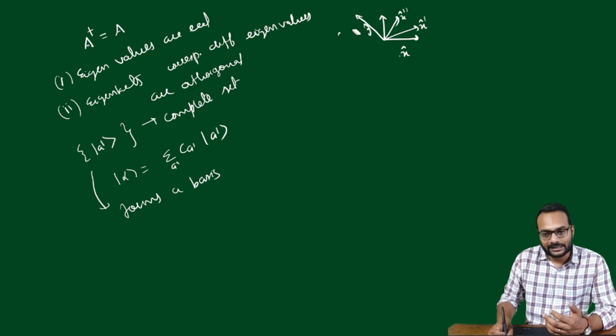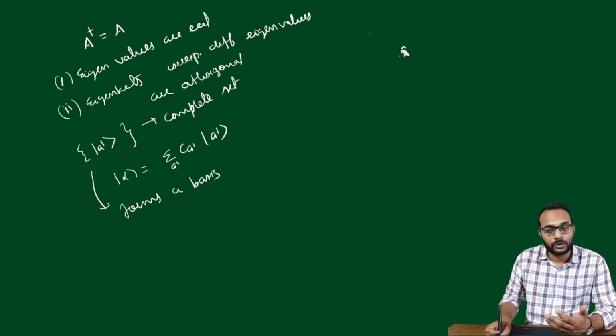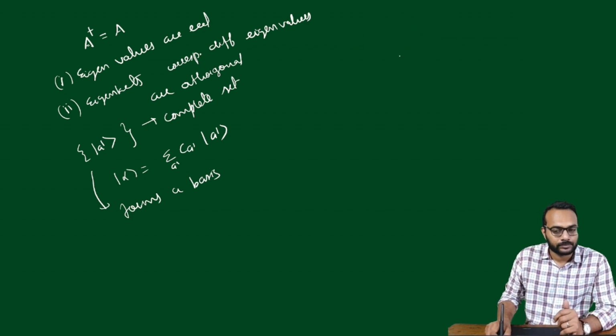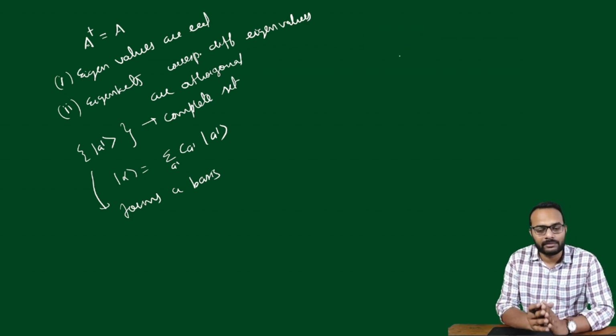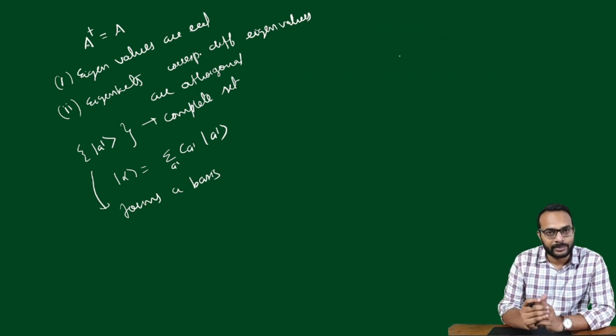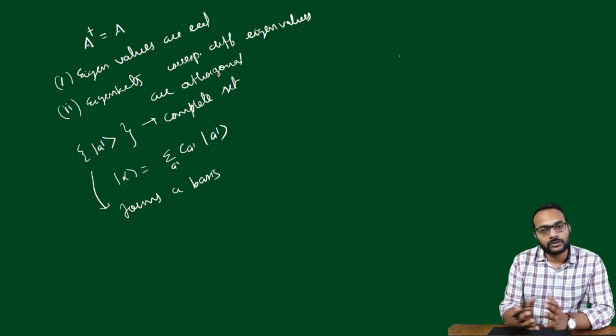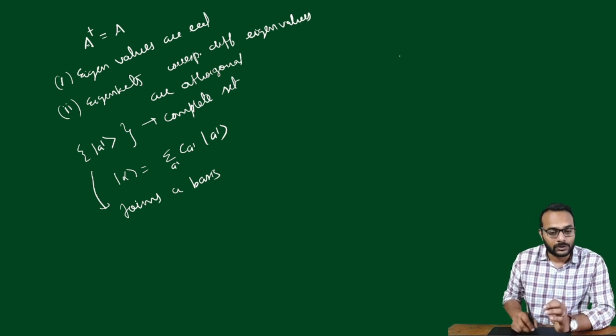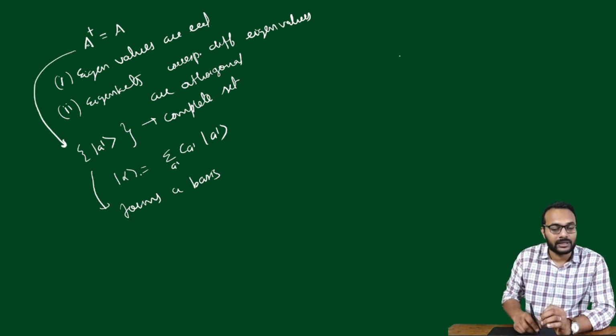So what I am saying is that the choice of base vectors is not unique. We are familiar with this property from the study of three-dimensional or two-dimensional Euclidean spaces. The choice of base is not unique. That's also the case here. We have chosen the eigenvectors or eigenkets of a Hermitian operator as base vectors.